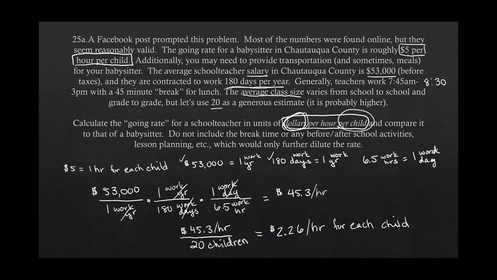Which is less than half of what a babysitter's making, right? So they're saying based on the average salary in our area, a teacher would only make $2.26 per hour for each one of the children that they teach, not counting any of their breaks, lesson prepping, after school activities, any of that stuff. So appreciate the local teachers that take care of your kids if you have, right? Even, especially during this crazy pandemic, right? We're all doing the best we can.